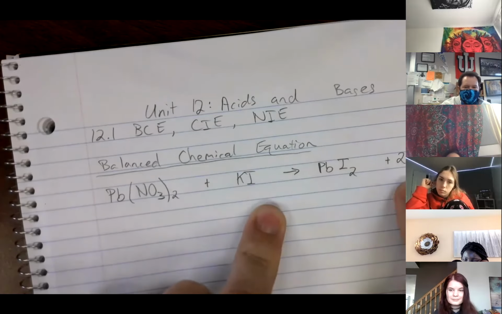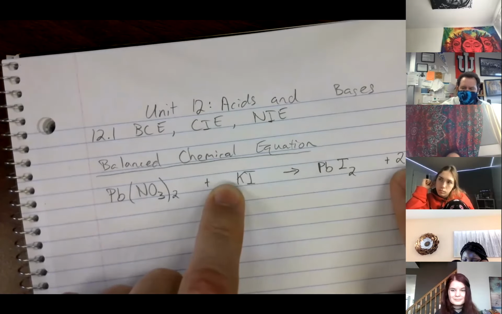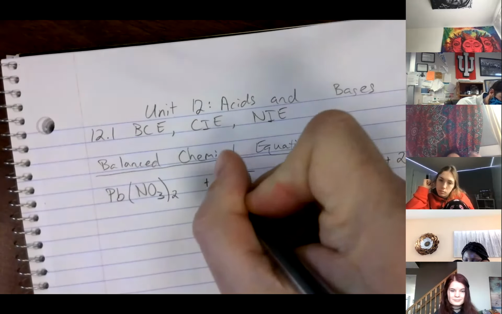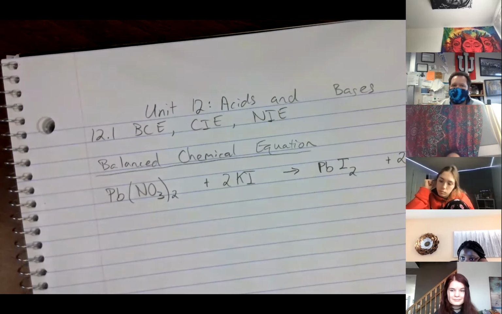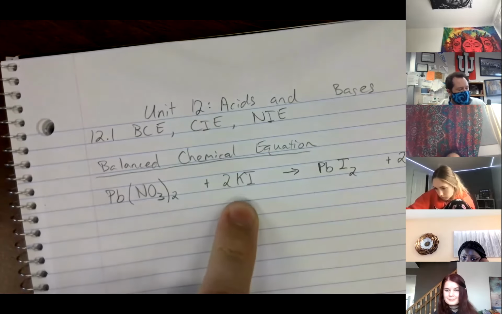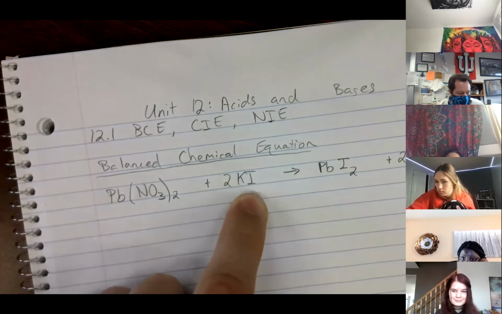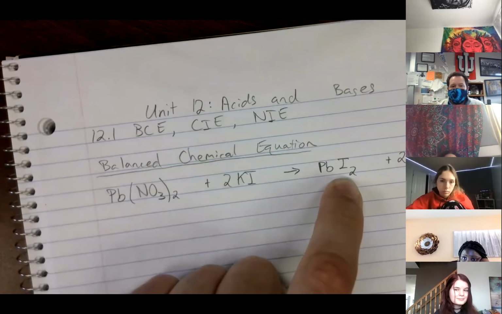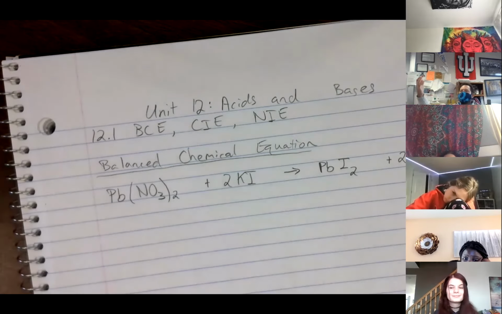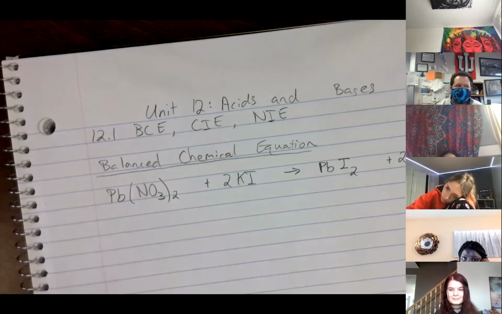Unfortunately, that messed up my potassiums. I have 1 and I have 2. Well, that's okay. I can fix that pretty easily. Just put a 2 out in front there. And that actually worked out really well because now I've got 2 I and 2 I. Sweet. Balanced. How about them apples?